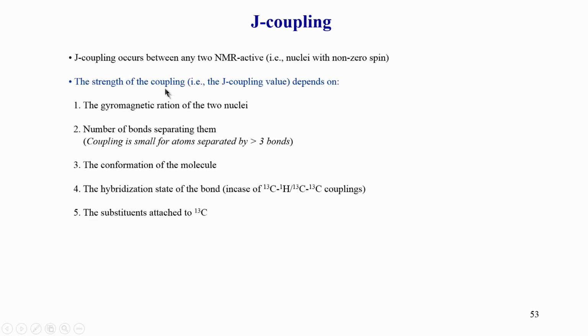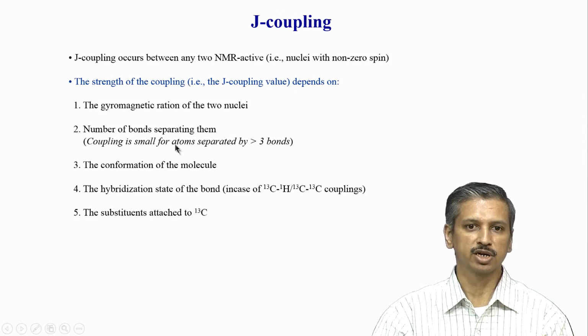Now, the J coupling value between two hydrogens depends on a variety of factors, which are listed here. This is similar to chemical shift values. You can see that it depends on the gyromagnetic ratio, not ration, the ratio of the two nuclei.